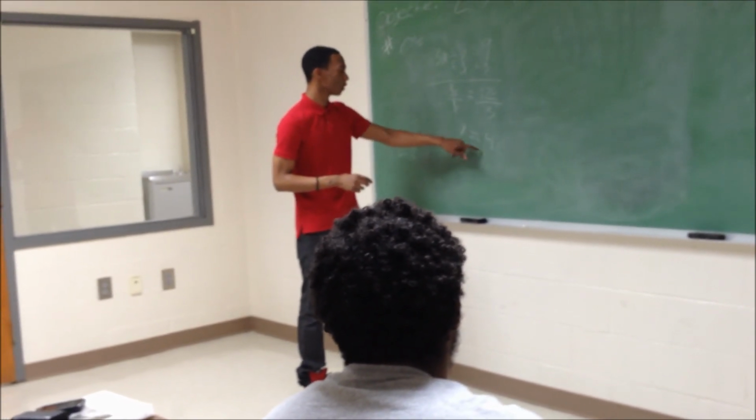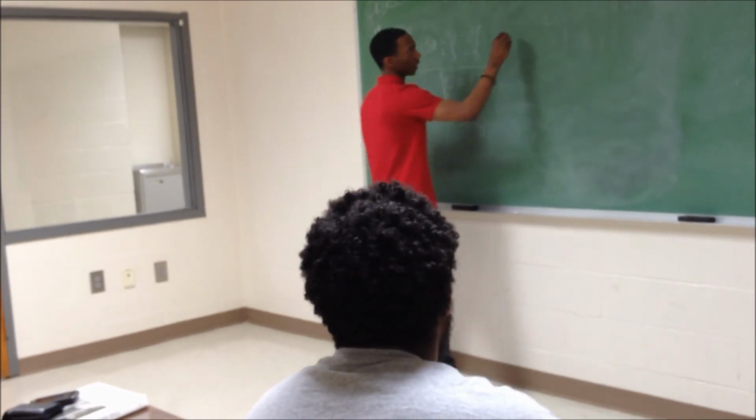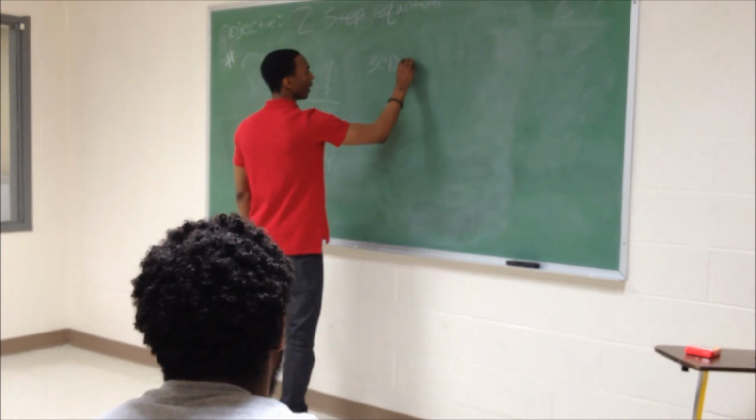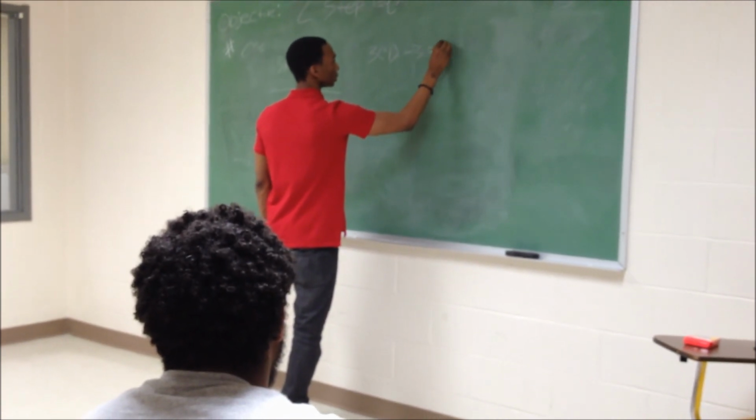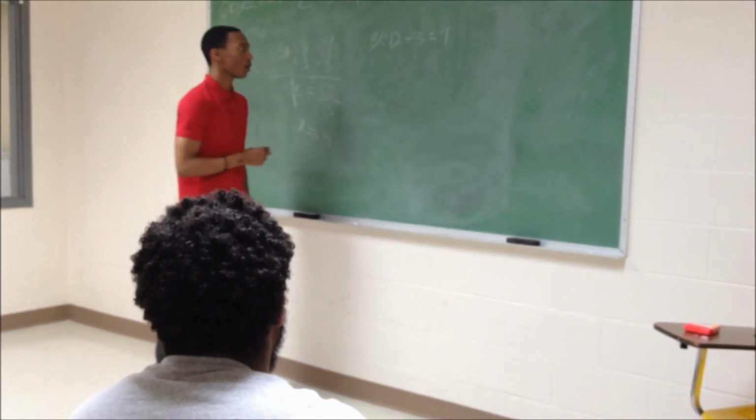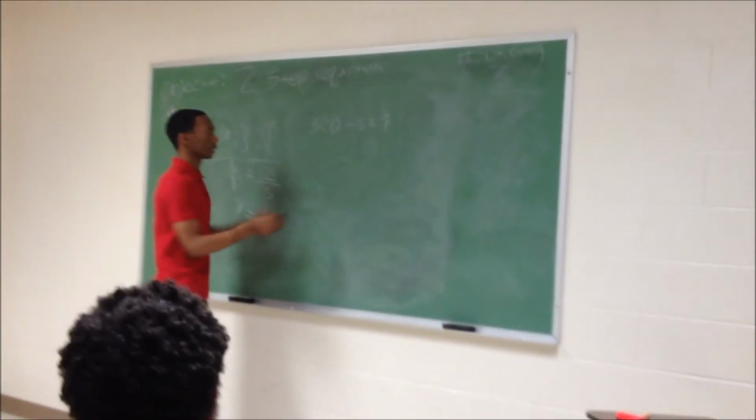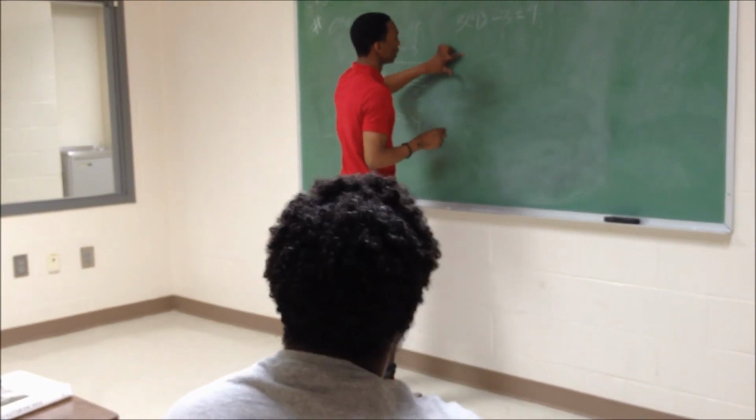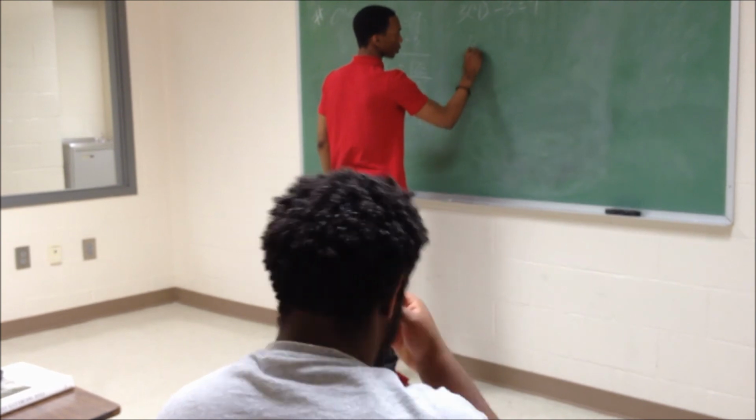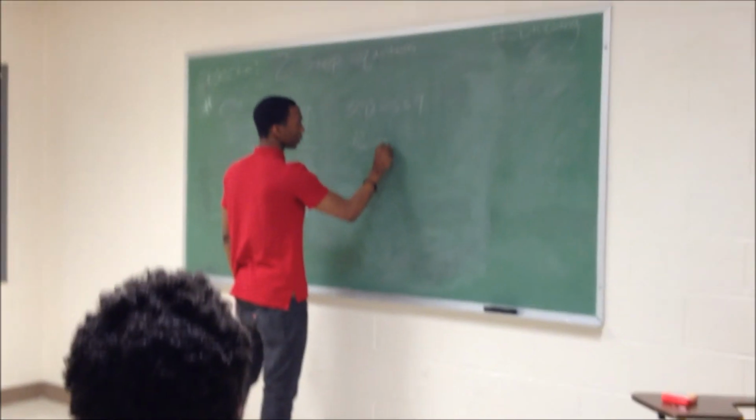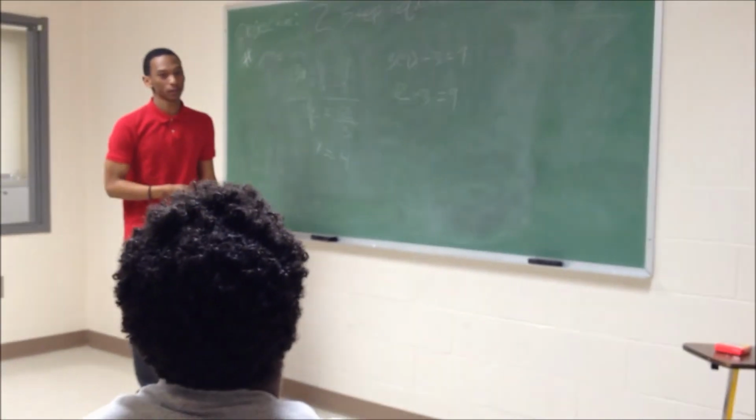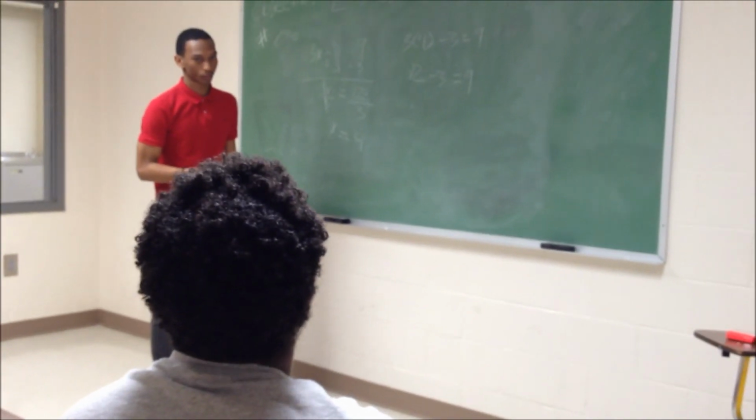Plug in 4 for x at the top. So we're going to have 3 times 4 minus 3 equals 9. And how do we start this one? You multiply 3 times 4. Exactly. I have a question. Hold on. So now we know that this is 12 minus 3 equals 9. What was your question? Why don't you subtract 3 from 4?